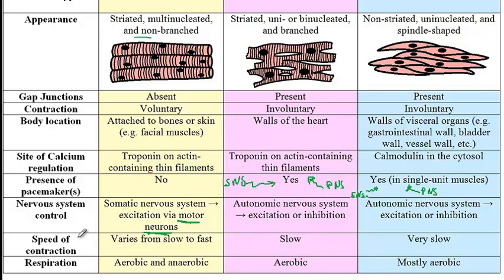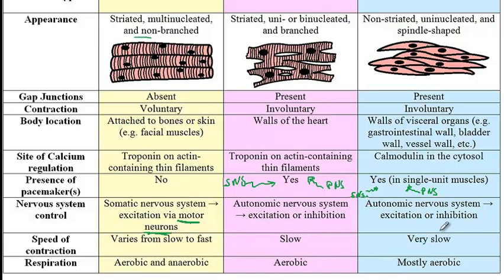Now, regarding speed of contraction, skeletal muscles can vary, and it depends on what type of muscle we are talking about, fast twitch versus slow twitch. So the speed of contraction can vary for skeletal muscles. Cardiac muscles have a relatively slow contraction speed, and then smooth muscles have a very slow rate. So think of contraction of the GI tract, for instance. It takes much longer for them to contract in comparison to the heart that is contracting.